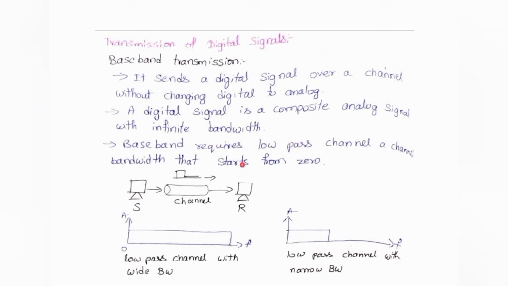And baseband requires a low pass channel, a channel with bandwidth that starts from 0. A low pass channel means the channel bandwidth starts from 0. So from sender to receiver, the digital signal is transmitted over the transmission medium. This is a low pass channel that starts from 0 with a wide bandwidth, and this is a low pass channel with a narrow bandwidth that starts from 0.